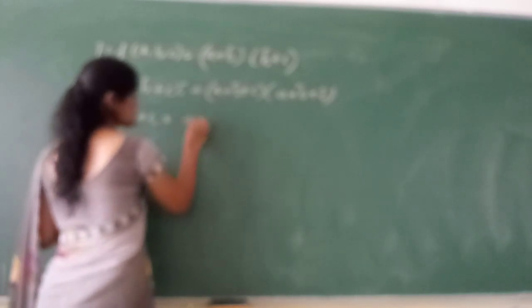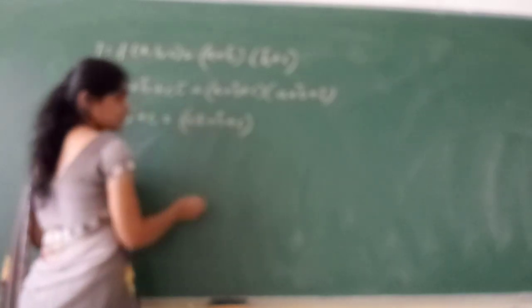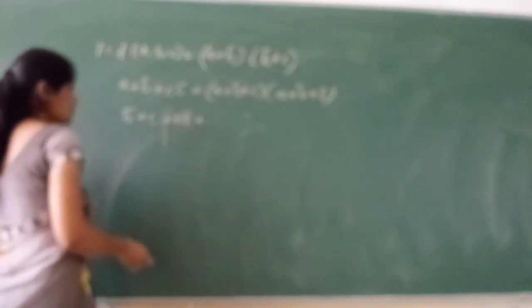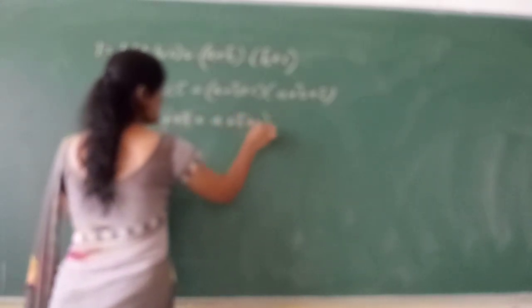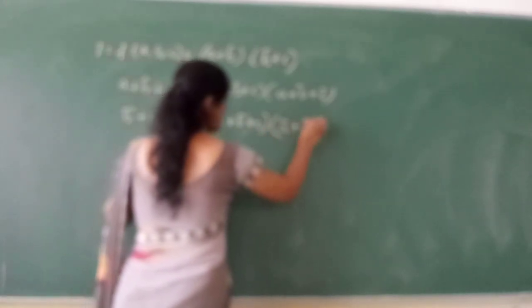Now I take the second term, b bar plus c. A is missing here, so plus a bar. Now expand this: (a plus b bar plus c) into (a bar plus b bar plus c).